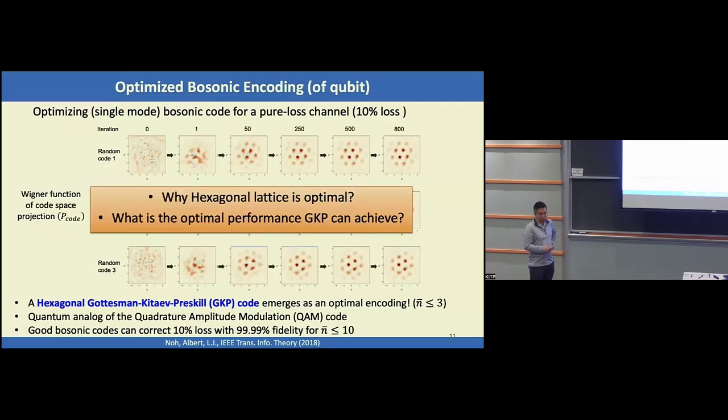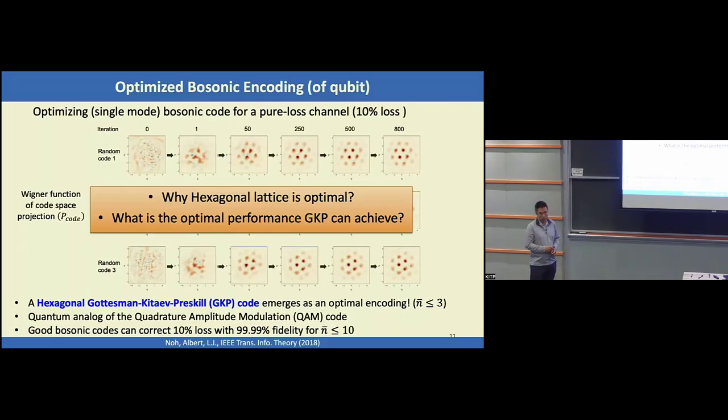And then two questions emerge. Why is the hexagonal lattice optimum? We know it's an efficient packing, but what's the connection between packing and error correction? The other question is, what exactly is the optimum GKP we can do? Here we push it to an average of 10 photons. What about an average of 100 photons or more? When doing this calculation, Victor Albert actually burned his classical computer memory. So this shows that there's some limitation to what we can do numerically, so we need to come up with more efficient analytical approaches.